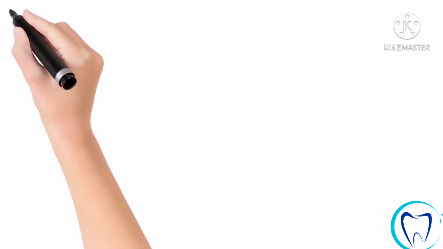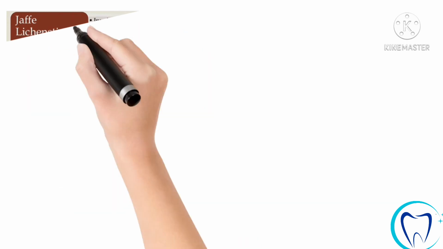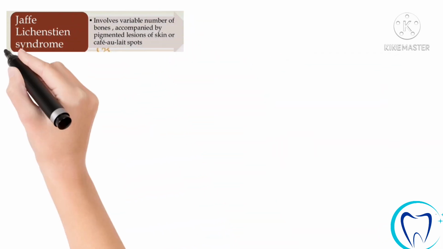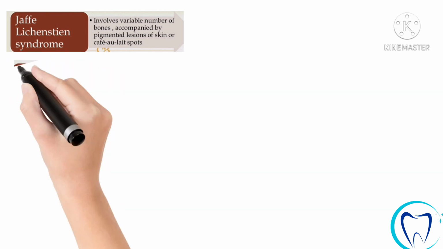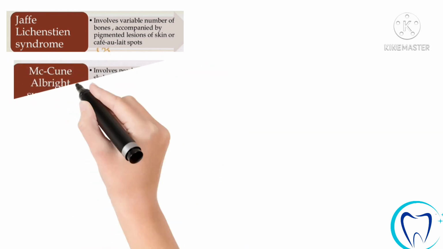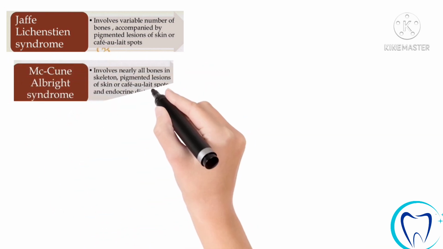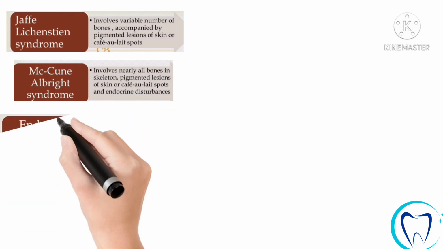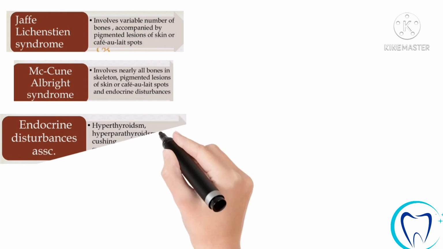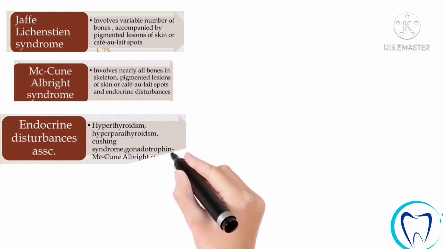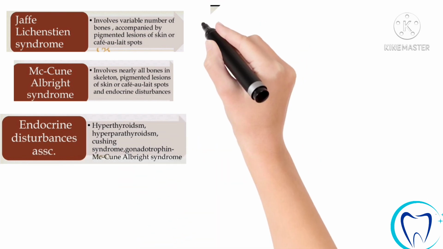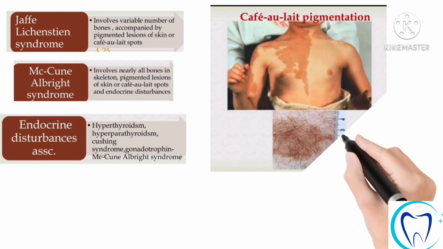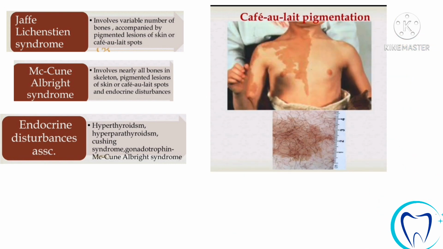The forms of polystotic fibrous dysplasia include Jaffe-Lichtenstein syndrome, in which there is bone involvement along with skin pigmentation, the café-au-lait pigmentation. McCune-Albright syndrome is the same as Jaffe-Lichtenstein syndrome along with endocrine disturbances. The endocrine disturbances include hyperthyroidism, hyperparathyroidism, and it can be Cushing syndrome.